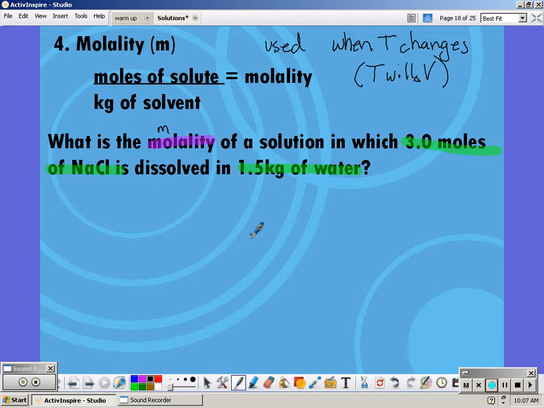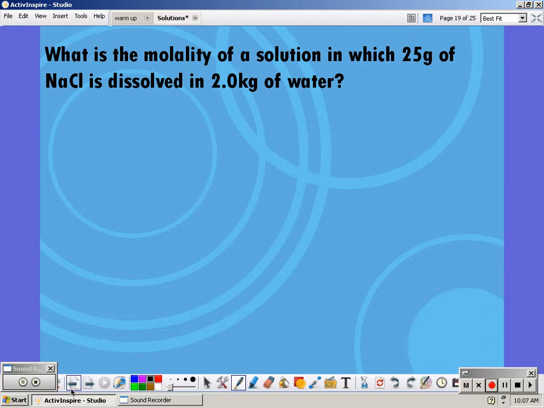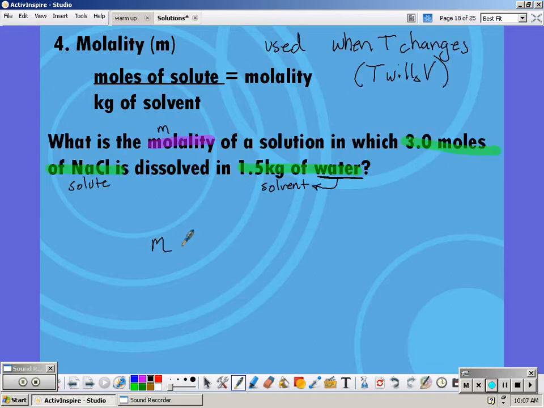In this problem, even though it tells us moles and kilograms, it also says that sodium chloride is dissolved. The thing being dissolved is called the solute, and the thing doing the dissolving is the solvent. For any problem, anytime you have water, water is always going to be the solvent. I'm sorry, we didn't actually answer the question. Molality is equal to moles divided by kilograms, so we would have 2.0 moles per kilogram. Moles per kilogram means molality, so you could say 2.0 molal, with the little m there.